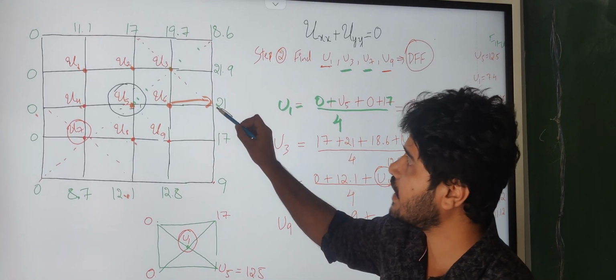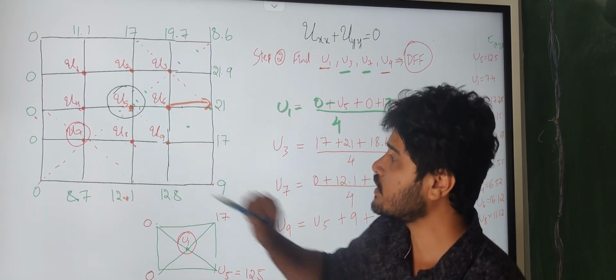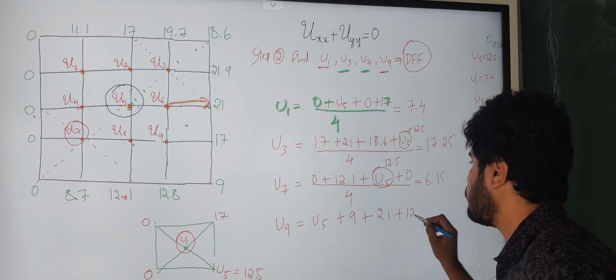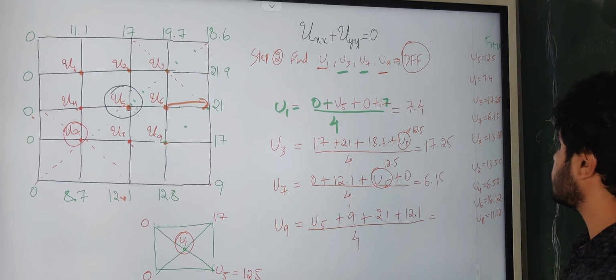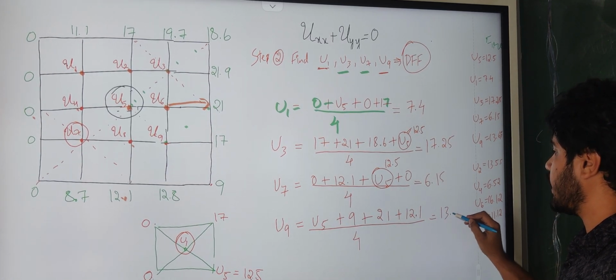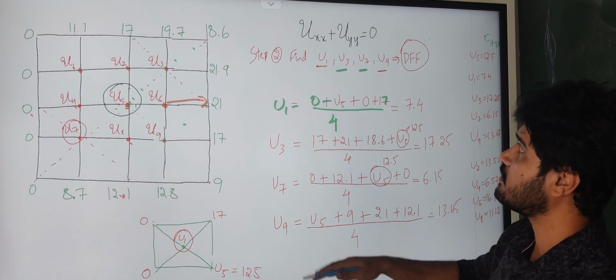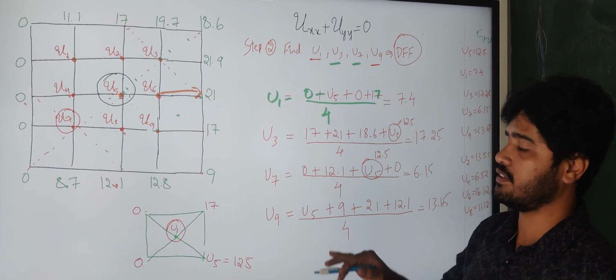So next here, start from here, draw the diagonal line which passes through u9. So 21 and 12.1 are the diagonal values. 21 plus 12.1. Divide that by 4, we will get the value of u9. So u9 value is 13.65. So like this, I have to identify the values of odd values u1, u3, u7 and u9 using DFF.